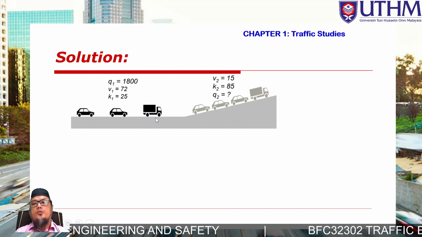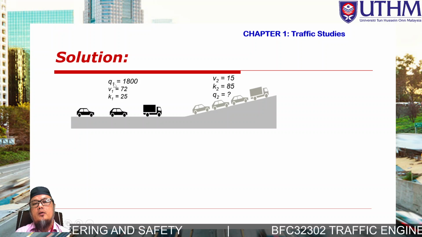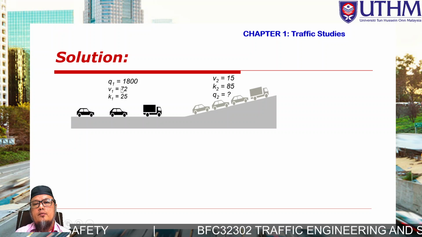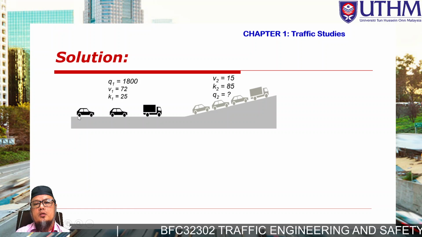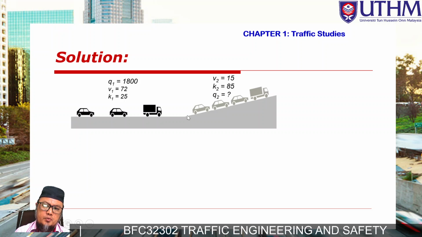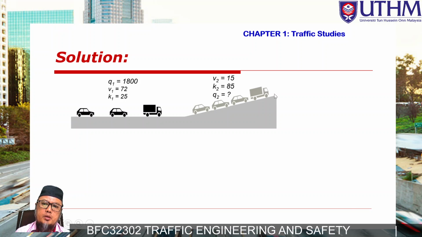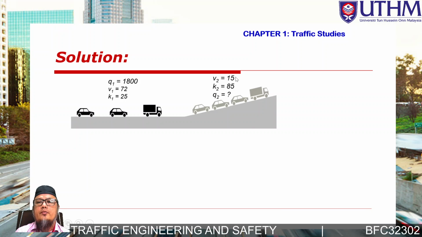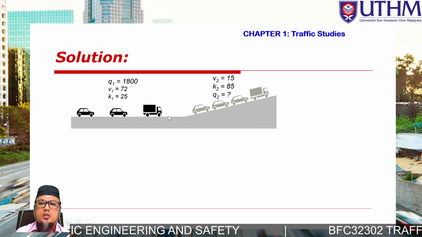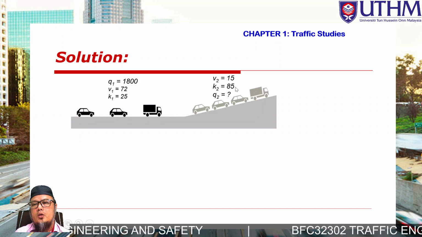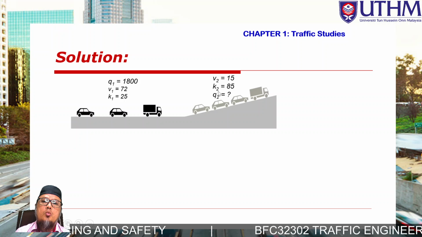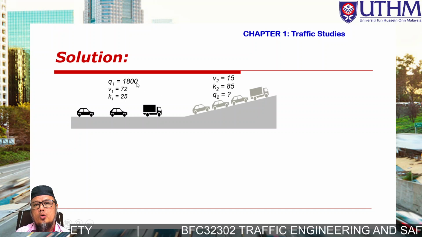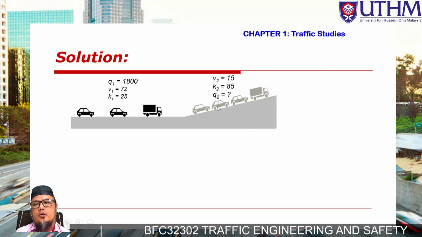Okay, at the first scenario, they have traffic with Q or flow as 1,800, with the average speed 72 and density of 25 vehicles per kilometer. Okay, then when the truck is climbing the mountain or the hilly road, the speed drops to 15 km per hour and the queue itself increases up to 85 vehicles per kilometer. So now what is the flow for this scenario? Supposed to be the flow going to be low or up? What is your assumption? Low or up?